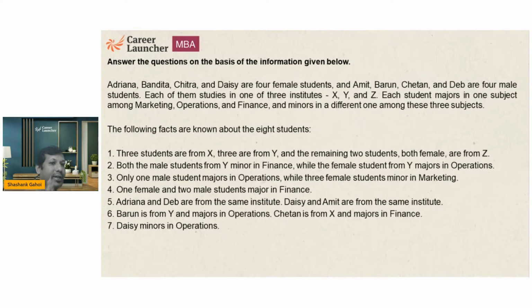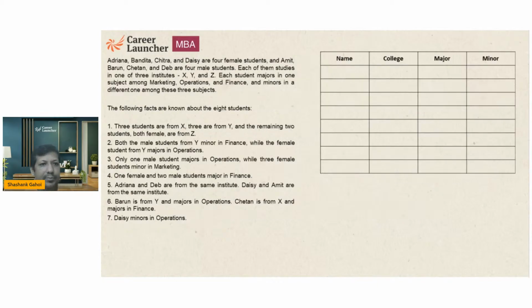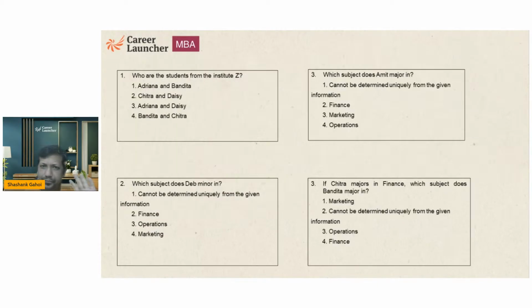Now I got Adriana, Bandita, Chitra, and Daisy. There are 4 female students. Amit, Barun, Chetan, and Dev are 4 male students. Okay. Each of them studies in one of the 3 institutions, X, Y, and Z. Each student majors in one subject among marketing, operations, and finance, and has a minor also. So basically, I would say there are 8 students and 3 departments. So 8 students means 4 male, 4 females. And there is some other information that is given to us. And I am just going to make the table and solve.